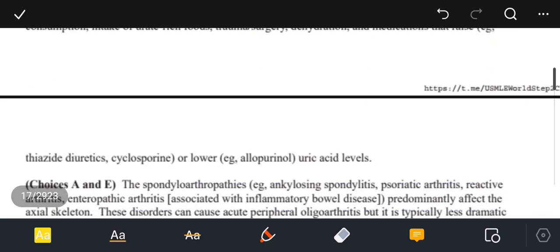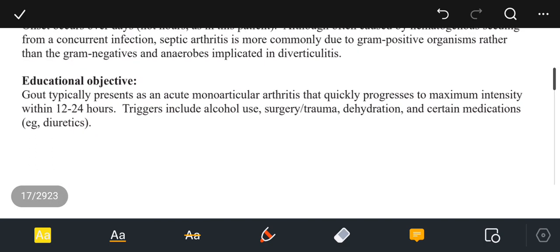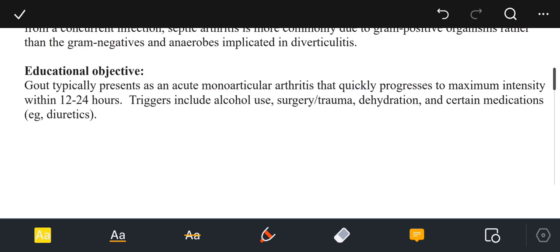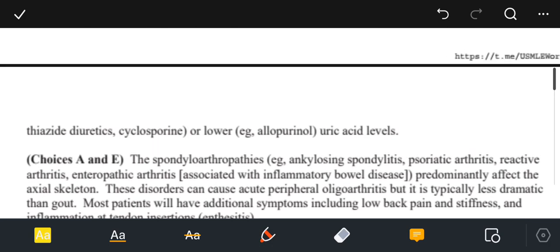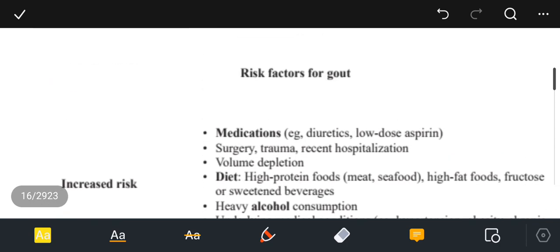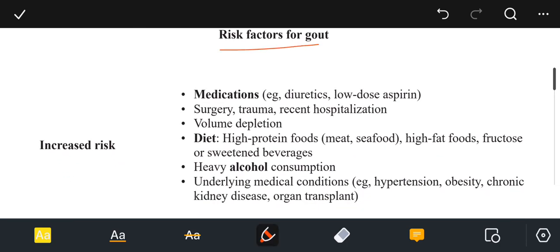The educational objective of this question is that gout typically presents with an acute monoarticular arthritis that quickly progresses to maximum intensity within 12 to 24 hours. Triggers include alcohol use, surgery or trauma, dehydration, and certain medications, for example diuretics. The risk factors for gout include increased risk with medications like diuretics and low dose aspirin.